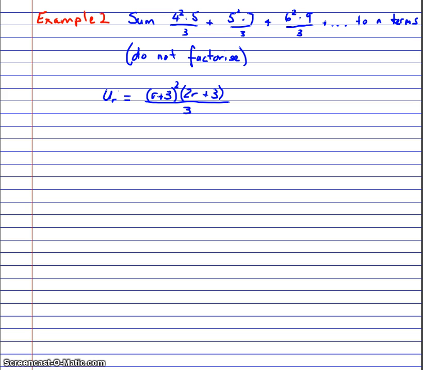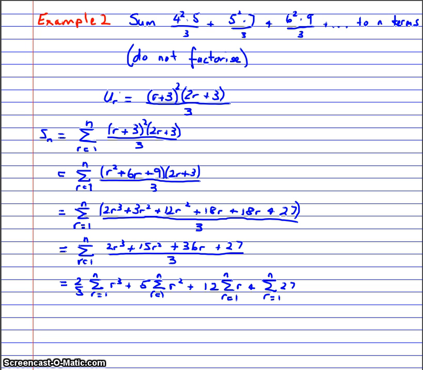Then we're going to let Sn again represent the sum to n terms of our series, using sigma notation, r equals 1 to n, of (r plus 3) squared times (2r plus 3), and we continue from there. So remember, with the last example we expanded that, and that's what we're going to do again.